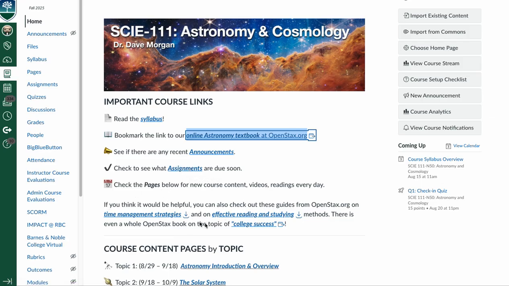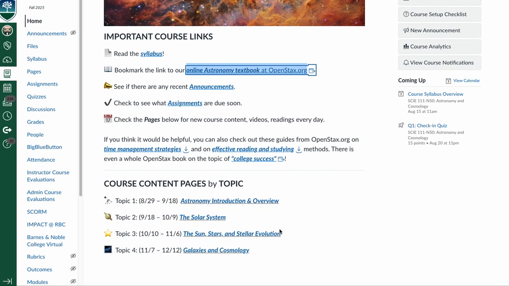There are some links here to some other OpenStax books just about being a student. They have little books about time management and how to study effectively, a book on college success, that kind of thing. I always put those links there in case students are interested.